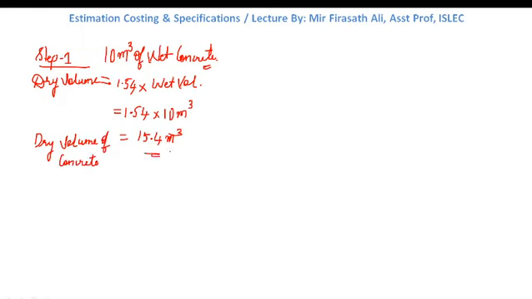Remember, this value 1.54 is subject to change. It is in between 1.52 to 1.57. Different textbooks take different values of this. I am taking 1.54, so if you find somewhere 1.53, you may take 1.53. It is not wrong. The value generally lies between 1.52 to 1.57.